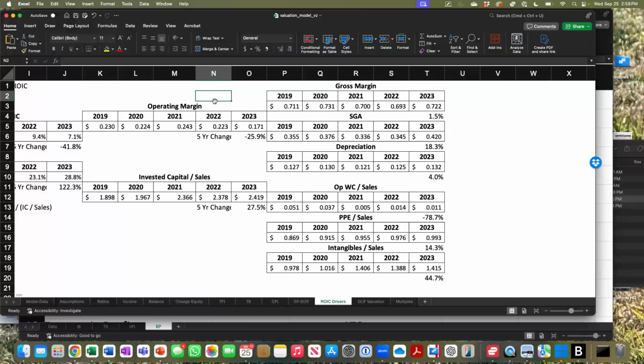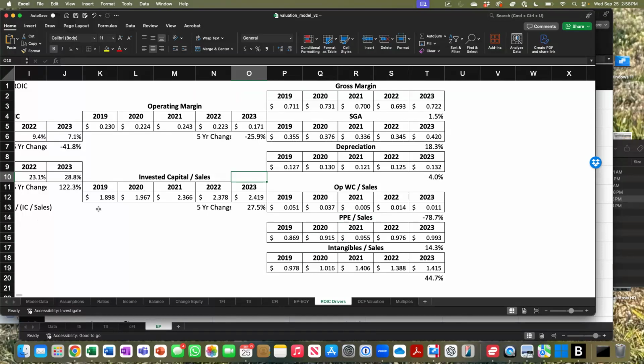Second level driver for the balance sheet: invested capital. OpWC is working capital. Working capital plus property, plant, equipment plus goodwill and intangibles equals invested capital to sales. Verizon's working capital went from 5 cents per dollar to 1 cent per dollar. That's better. They got more efficient, less inventory.